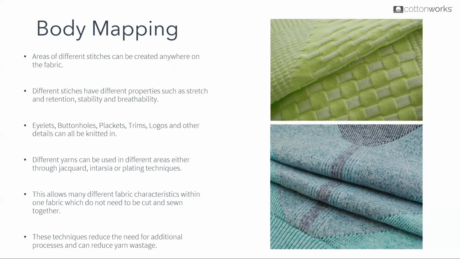It allows us to use different yarns and different stitches in various different places on the fabric or on the garment. This can be for either aesthetic reasons or for performance reasons. So for example, if we needed an area of greater stretch and recovery, we could add a rib, or if we wanted an area of breathability, we could add a pointelle mesh stitch.